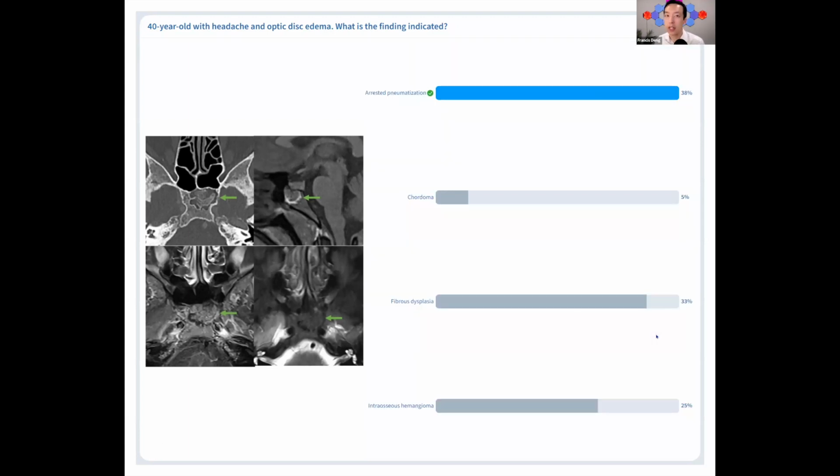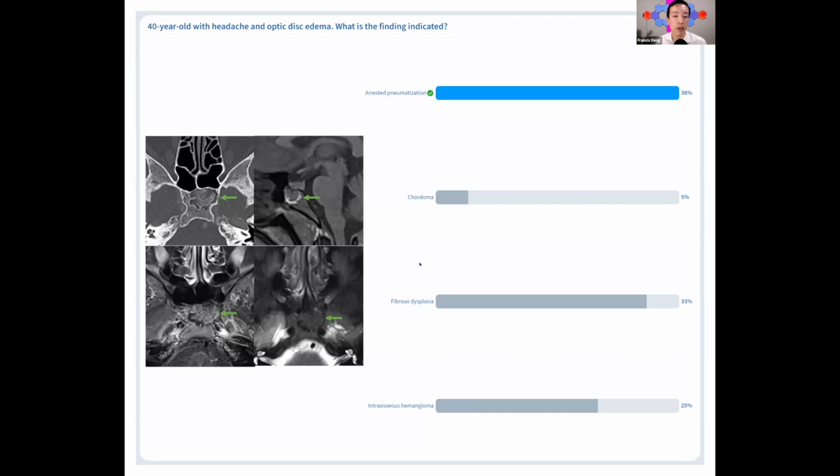Okay, the correct answer here is arrested pneumatization, which 38% of you, the plurality of you, did choose. Now, the classic appearance of arrested pneumatization of the skull base is occurring in the sphenoid, and it has the appearance of what would have been an aerated sphenoid sinus, but instead the center of it contains a mix of fibrous and fatty and osseous elements that just never pneumatized.